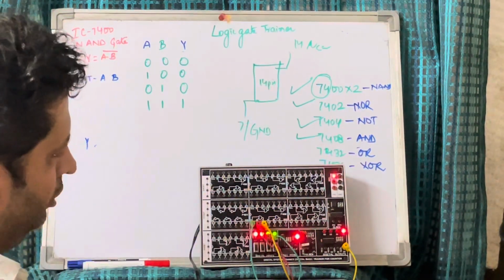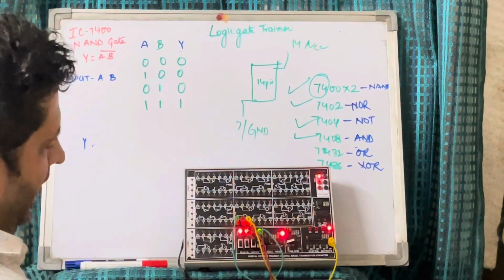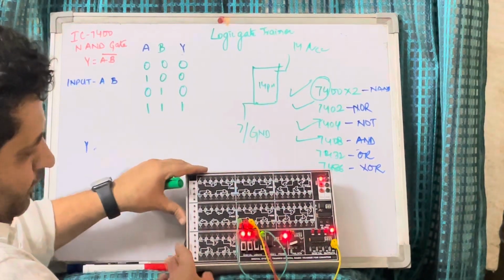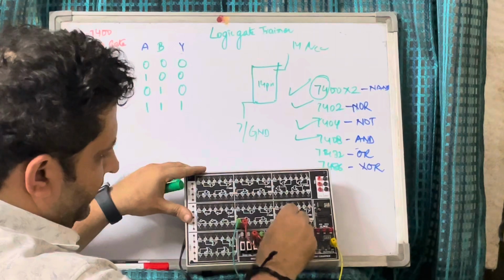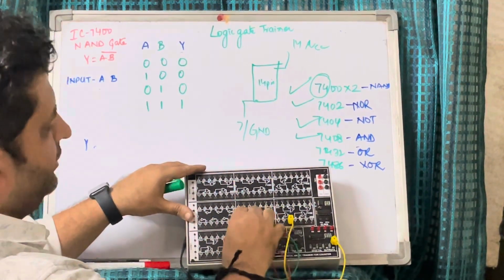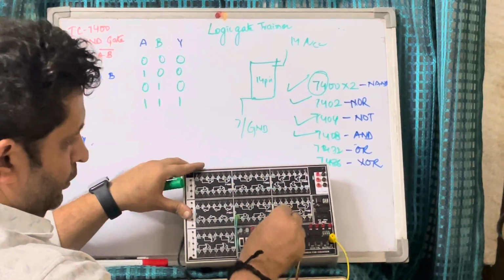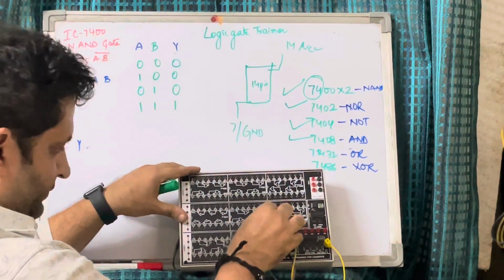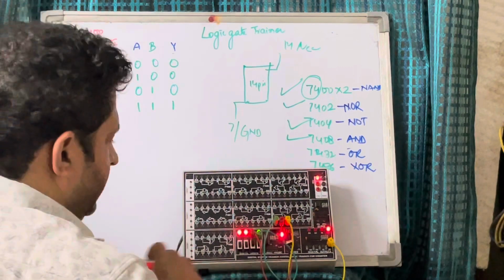Now we have done this also. Now we are left with only two ICs, 7432 and 7486. For that I will again remove the outputs. I'll connect the output where it is shown in the diagram, pin number 3. I'll connect the inputs to pin number 2 and pin number 1. Now I've made the connection. Now I'll switch on the kit.